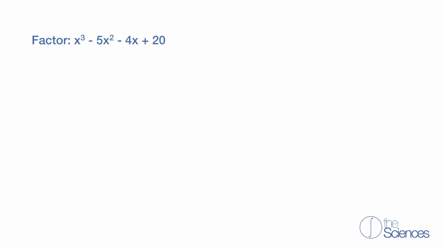Factor x cubed minus 5x squared minus 4x plus 20. So here we have x cubed minus 5x squared minus 4x plus 20. So our first step is to find a greatest common factor.